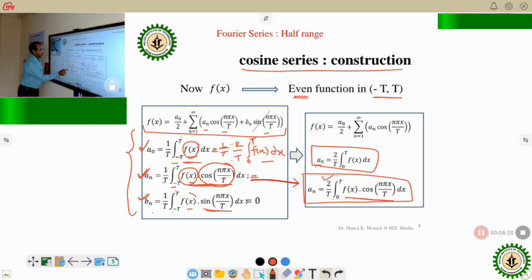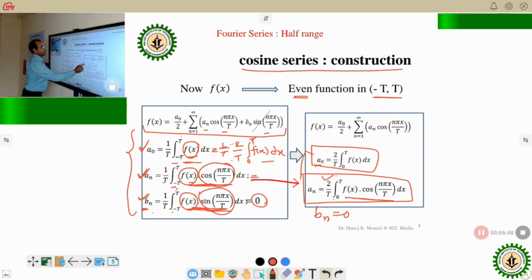Now, according to the construction, the function f(x) is an even function, and sin is an odd function. The product of an even function and an odd function, we know, is an odd function. So obviously this integrand portion is an odd function. Therefore, the integral of an odd function from minus t/2 to plus t/2 will be 0. So that means the value of bn is equal to 0. So bn equals 0.